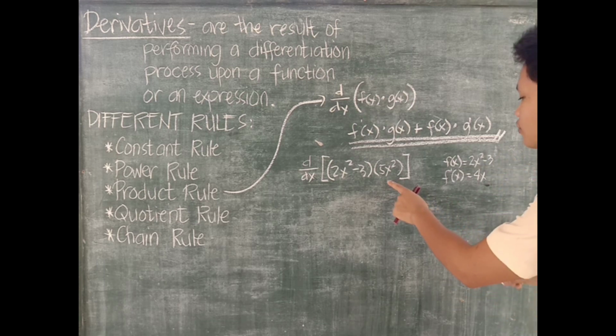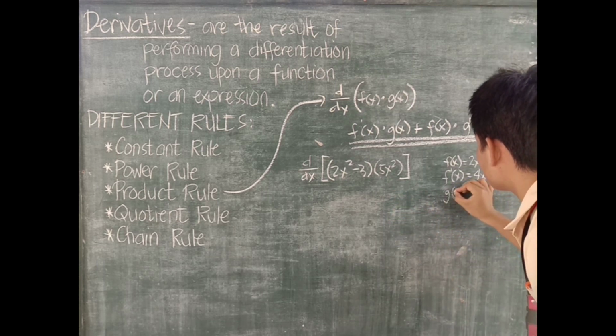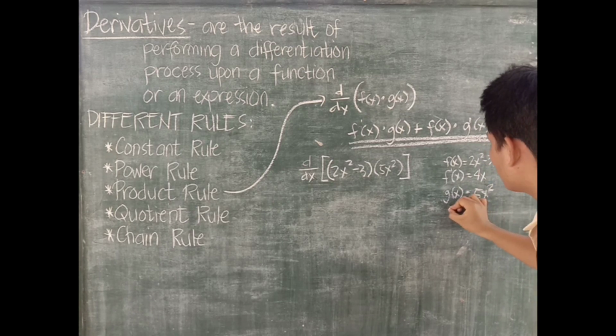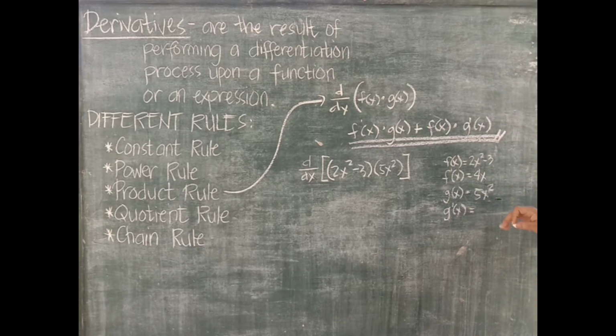So, next we have to find g of x. g of x is equal to 5x squared. So, to find the derivative of g of x, or 5x squared, we need to use the power rule, in which 2 times 5 is equal to 10, remain the variable, 2 minus 1 is equal to 1. So, we have here imaginary 1. So, let's do the process.